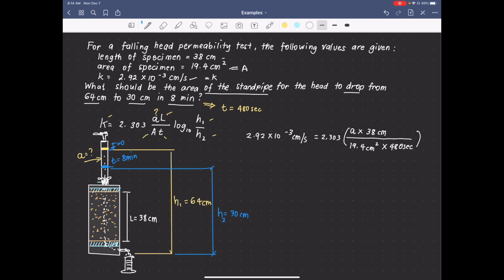Okay, then that is to be multiplied by log. Let me just write it here. Our h sub 1, or the head difference at time t equals 0, is 64 cm, and the head difference at time equals 8 minutes is 30 cm. So from here, the only unknown is A. There we can solve for the area of the standpipe, which is equivalent to 0.944 centimeter square. Okay, so that is the final answer.